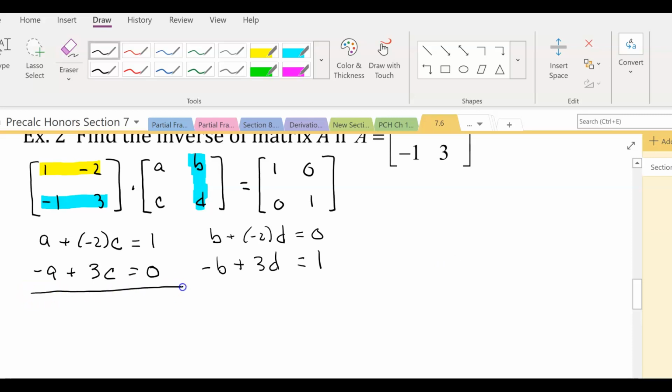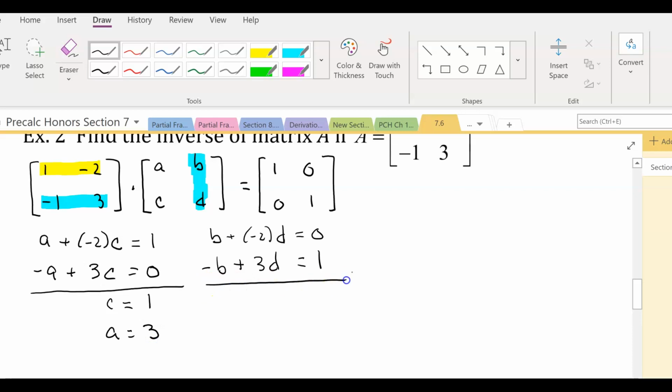We could just do linear combination. These are going to cancel out. This is going to end up -2C plus C is C. So C is equal to 1. And then we can go back and substitute 1 in for C. So I'll have -A plus 3 is equal to 0. I'll subtract 3 from both sides and end up with A is equal to 3.